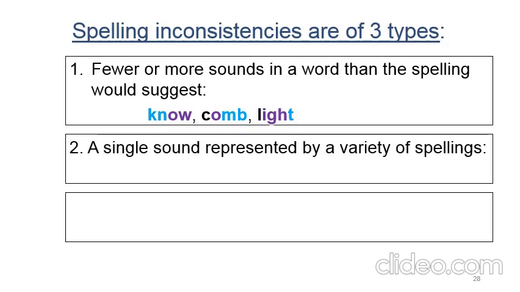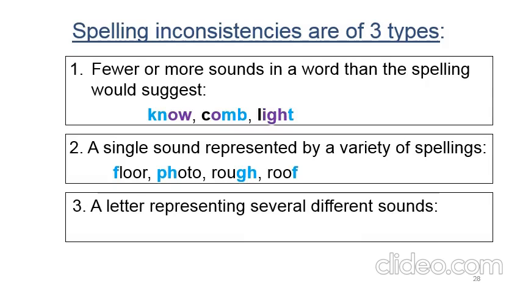There's also the problem that one sound, a single sound, is represented by different spellings. The f is there in floor, the letter f. In photo, it's ph. In rough, it is gh. And in roof, it is f.